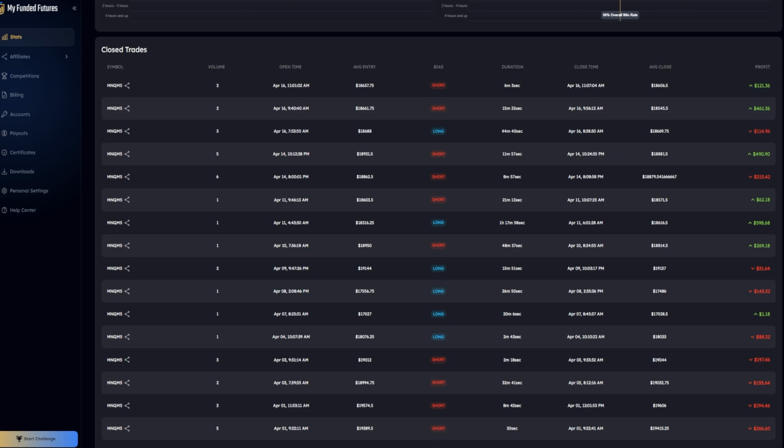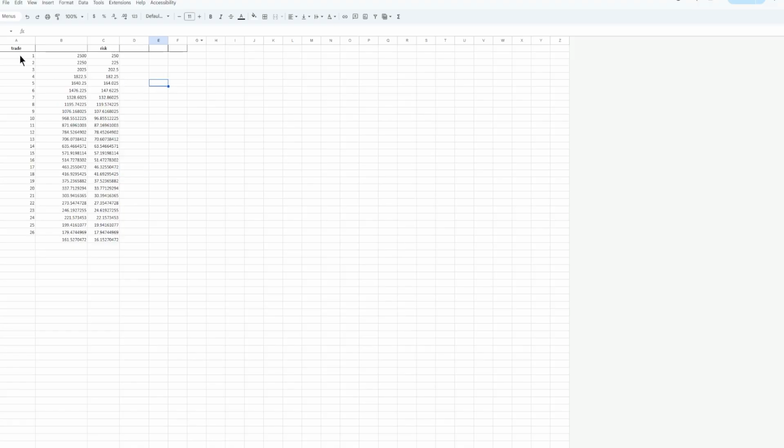Try that. I have this little sheet here so you can do it. I'll tell you guys how to do it. Just set up trade 1 through whatever. Put your starting balance here. Put your risk here. And on the risk, you're going to do equals the cell where you're putting the balance times 0.1, because that's 10%, right?